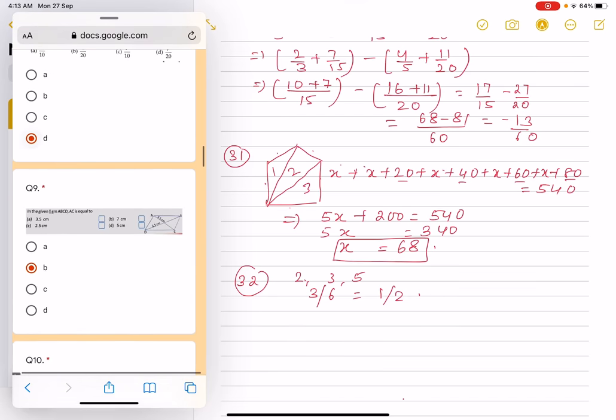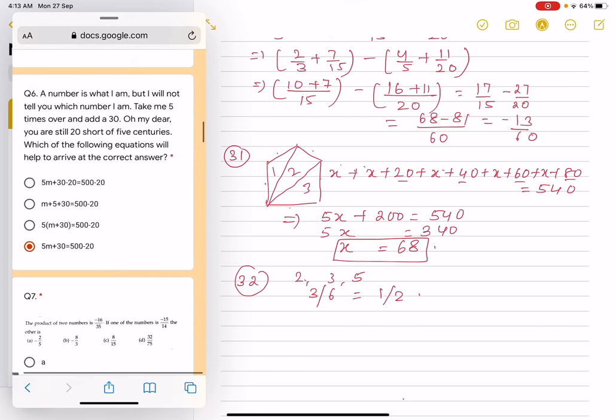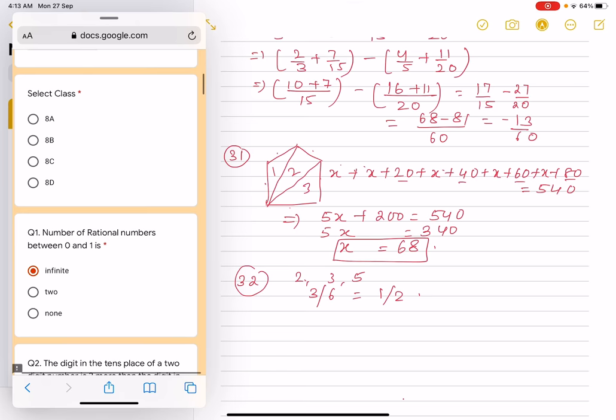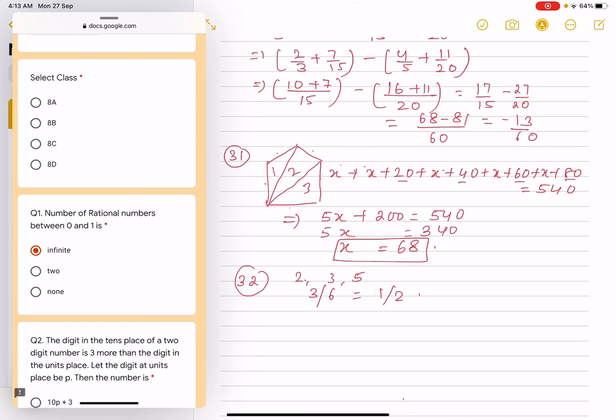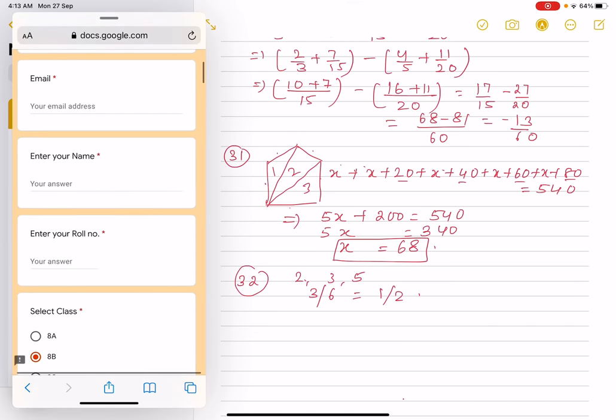So let me complete it quickly so that the important instructions are there.